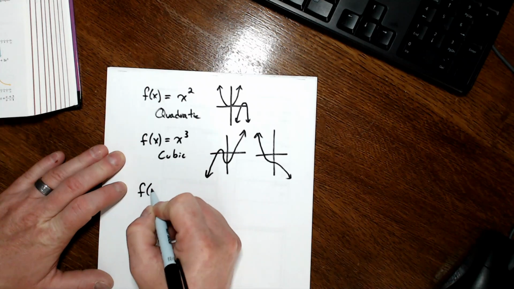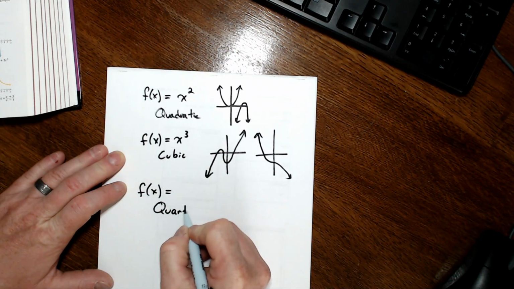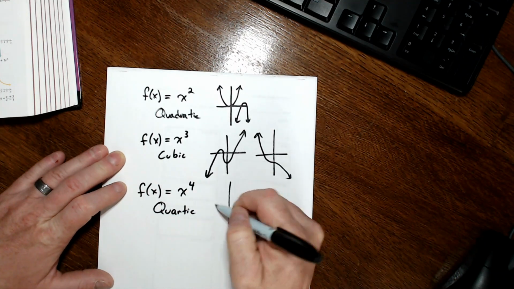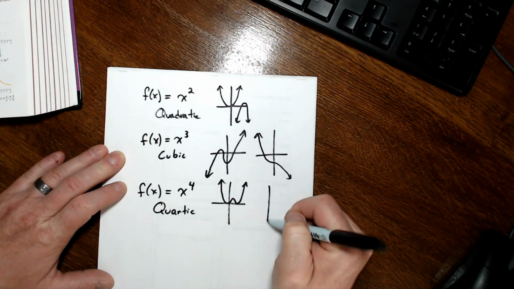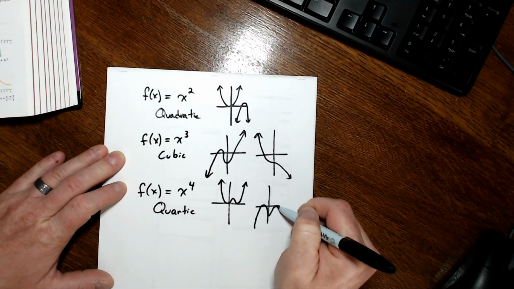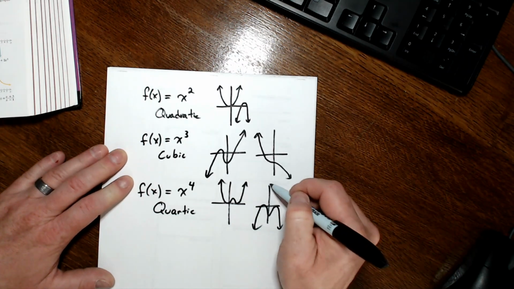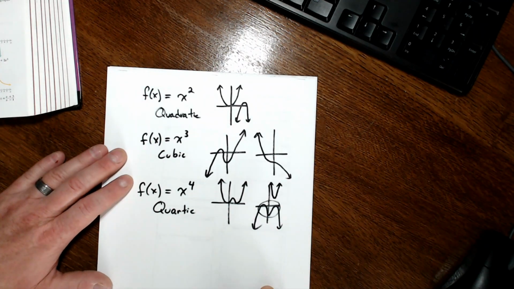We also have a quartic. And a quartic can look like this, or it can look like this, or any variation between. It may actually look like a parabola as well. It will only have this wiggle if there's some other terms that go along with it.